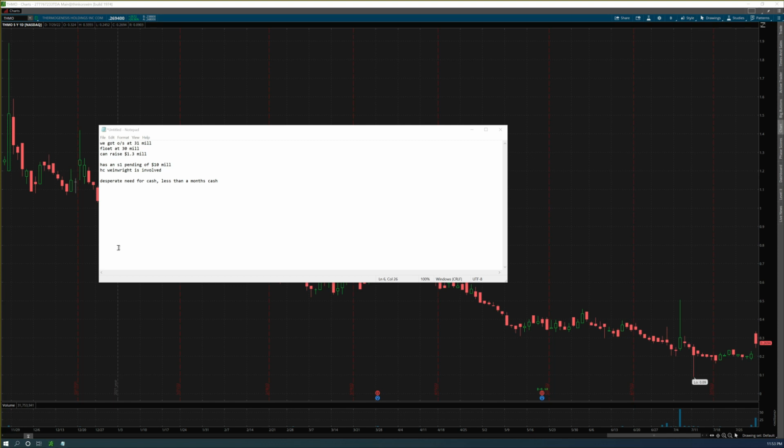Okay, so THMO. THMO is a 31 million OS. The float is 30 mil. They can raise about 1.3 mil through Baby Shelf and S3. You guys can look it up if you don't understand what that is. Just Google how Baby Shelf and S3 work. And that's with the close. So if they get a higher close, they could get a bigger offering amount. I think roughly they can get roughly 9 million.